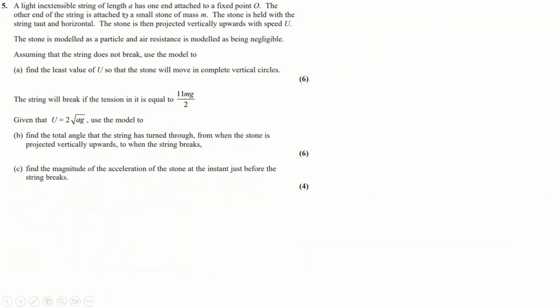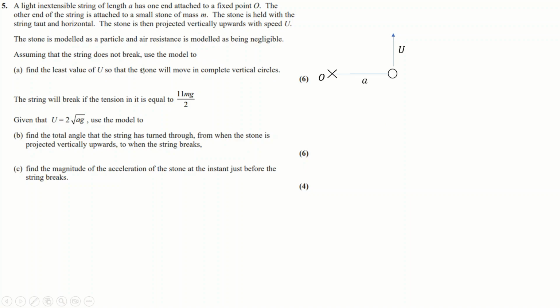Another question about a string and some mass on it. So okay, we've got some fixed point O, and we're holding the string horizontally across. It says taut and horizontal, and it's going to be fired up at a speed of u. So of course it's going to start going in a circle, because this string is just going to carry it around in a circle like this. So that's cool. What else do we know here?